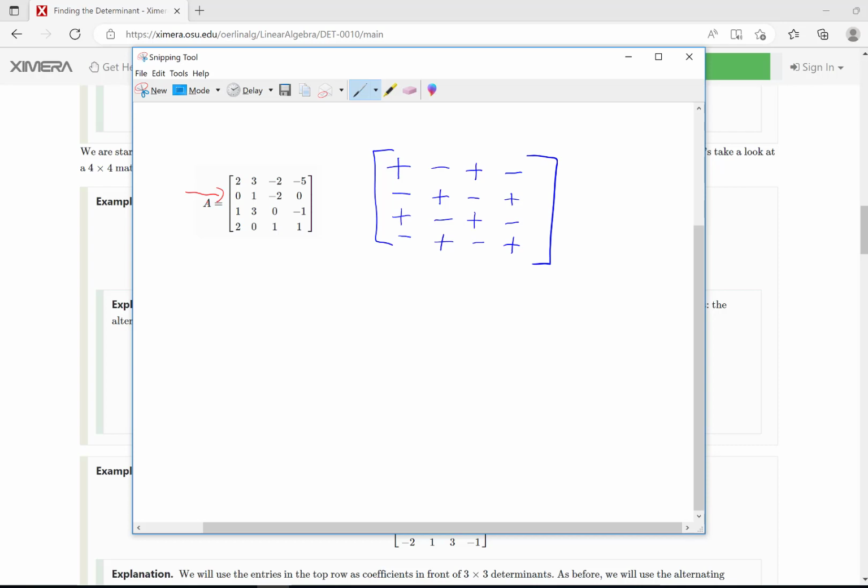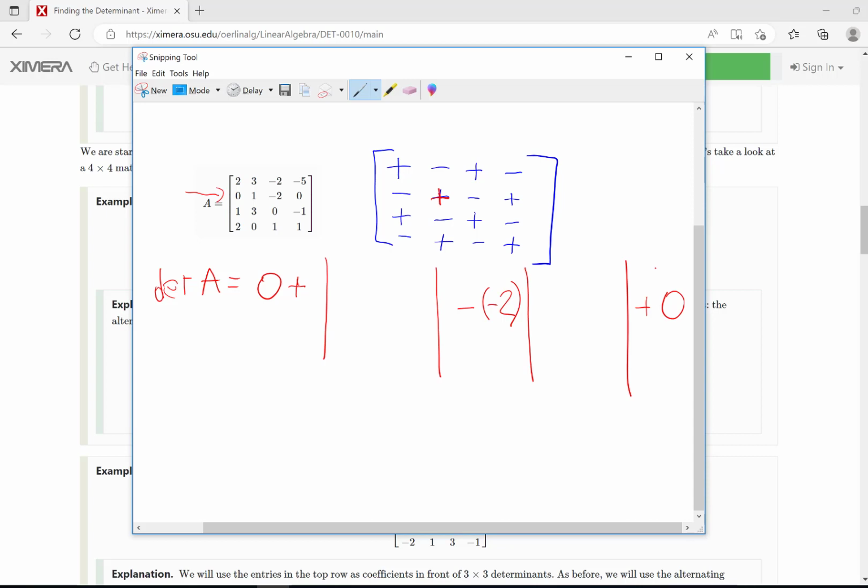So what I get is that the determinant of A is equal to 0 times the determinant of a 3x3 matrix. Now after that, I have a plus sign right here. So plus 1 times the determinant of a 3x3 matrix, and then minus -2 times the determinant of a 3x3 matrix, plus 0 times the determinant of a 3x3 matrix. So really, I'm only going to have to do the determinant of 2 matrices here, right?